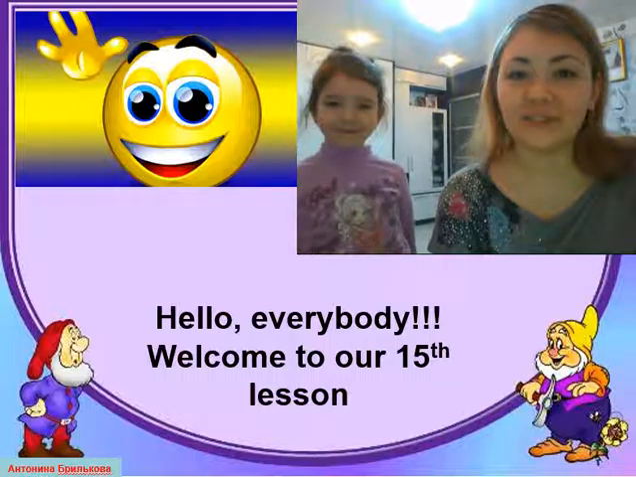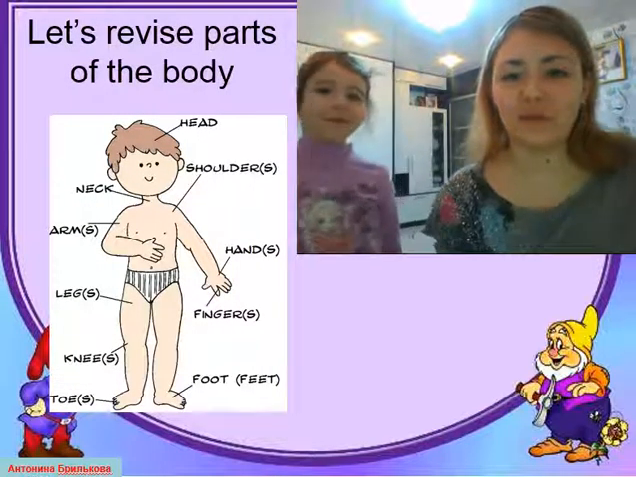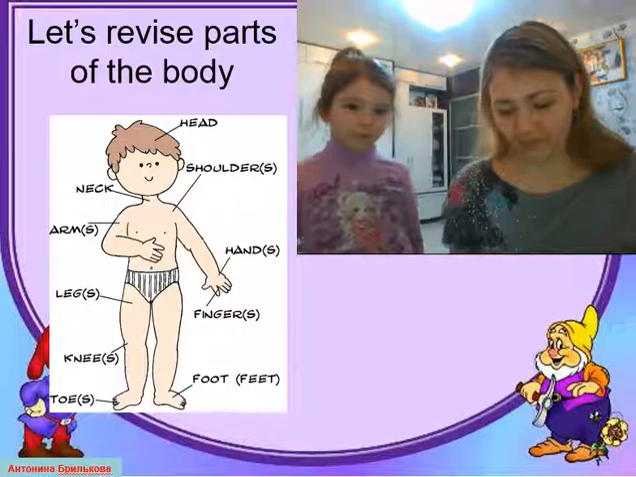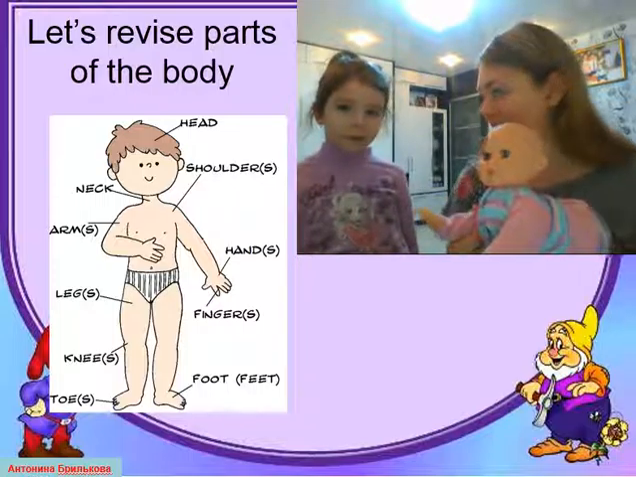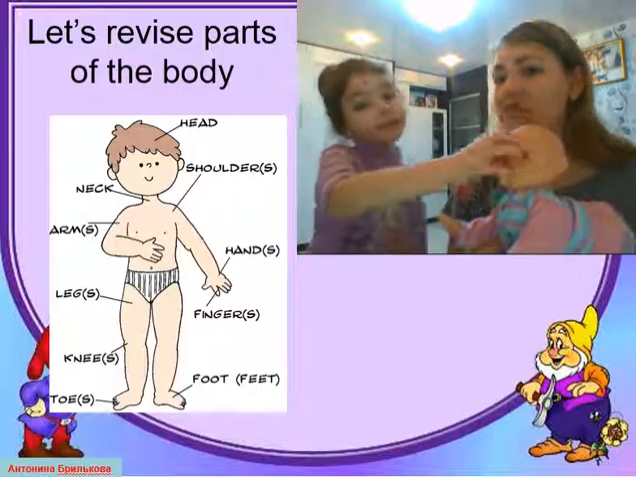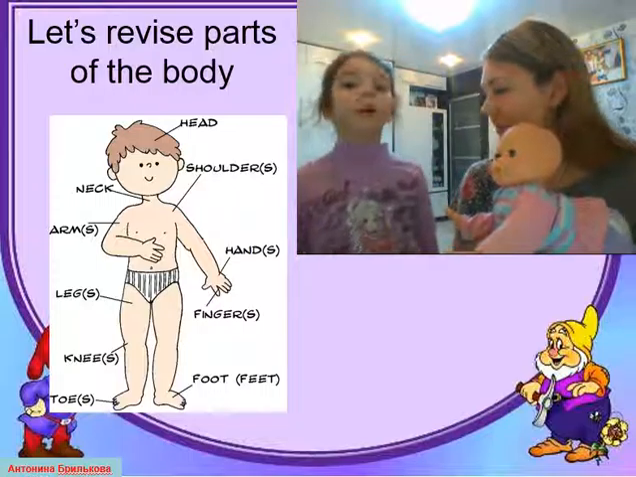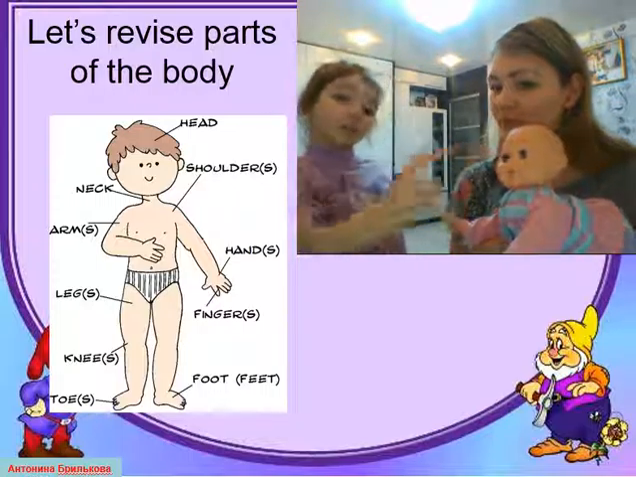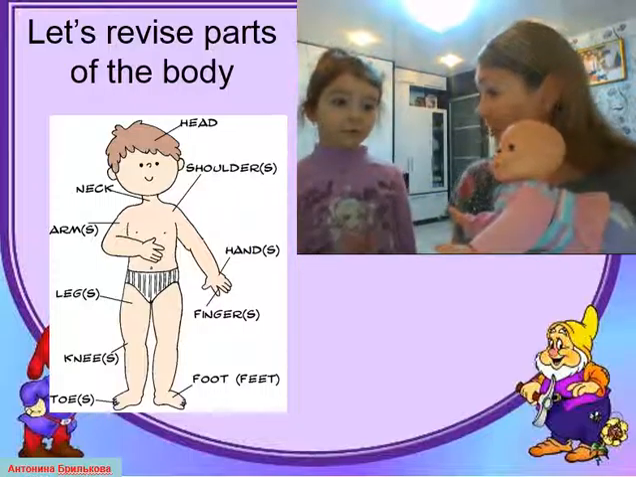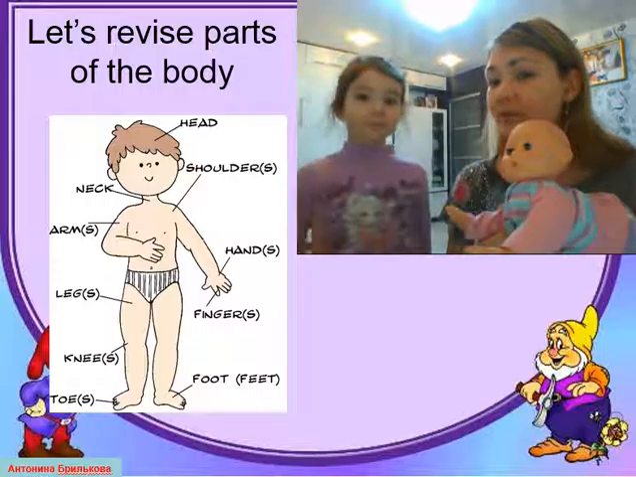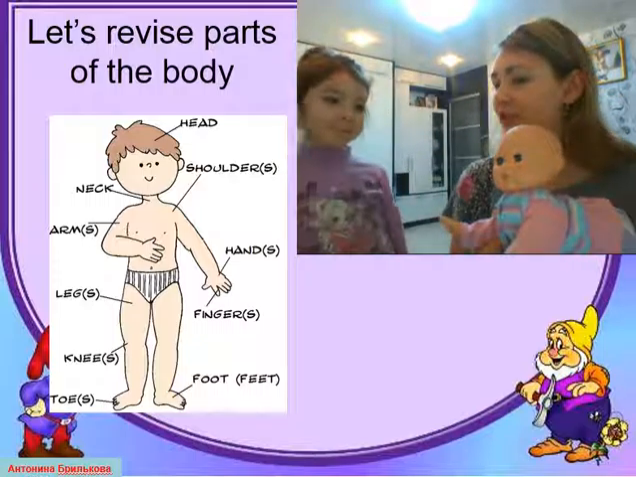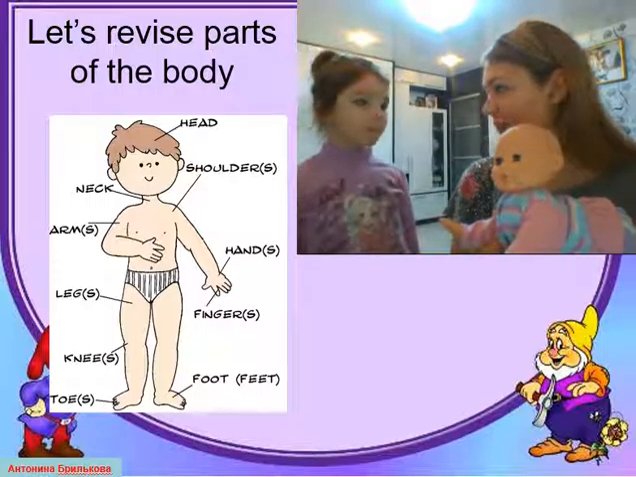First of all, let's revise the parts of the body. Has she got eyes? Eyes. Yes, she has. Has she got a nose? Yes, she has. Has she got a mouth? Mouth. Yes, she has. Has she got a head? Head. Yes, she has.